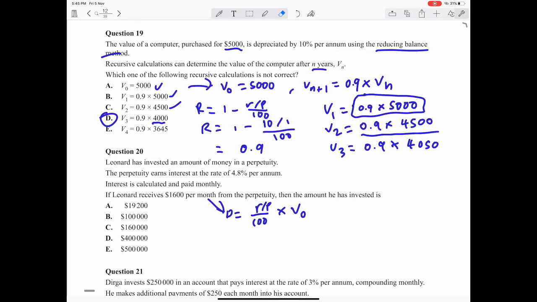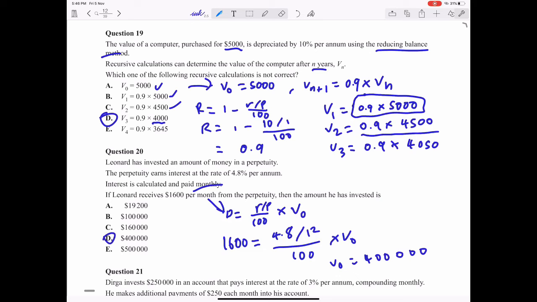So therefore, we know Leonard receives $1,600 per month. And substituting r, we know 4.8% per annum, and for compounding periods, interest is calculated and paid monthly. So therefore, P is 12, and 4.8 on 100 on 12 times V0, and therefore do that on your calculator, and you will get the amount of money that Leonard has invested. Therefore, you get V0 equals 400,000. So therefore, D is the correct answer.